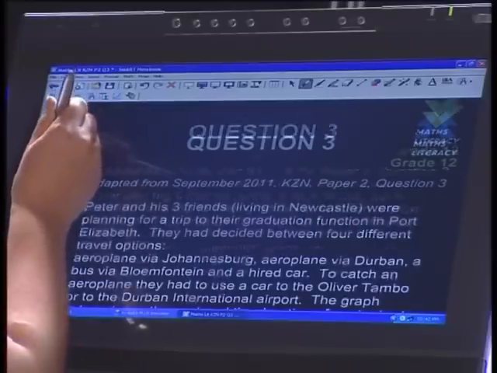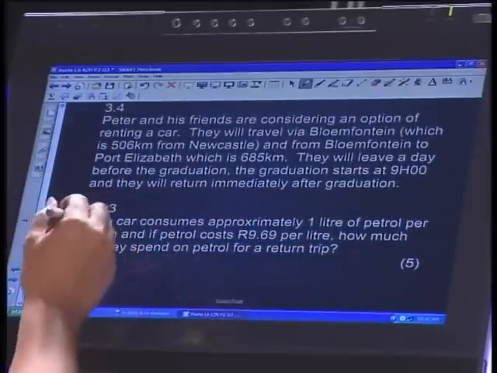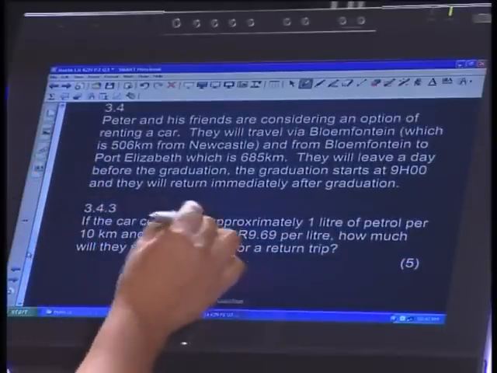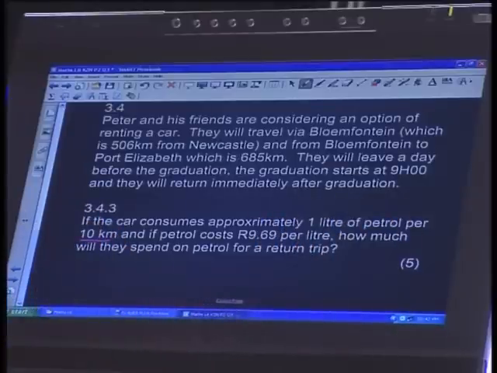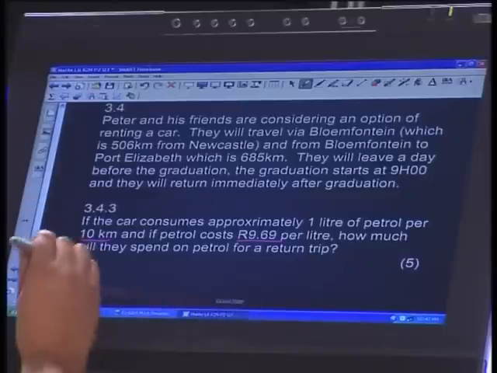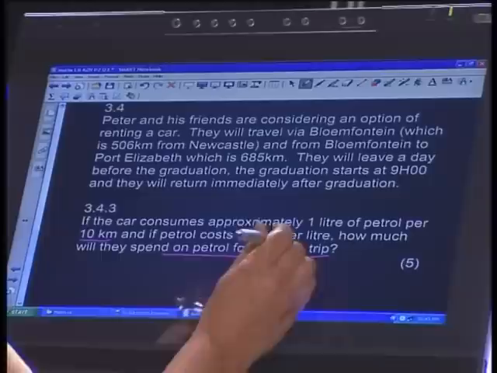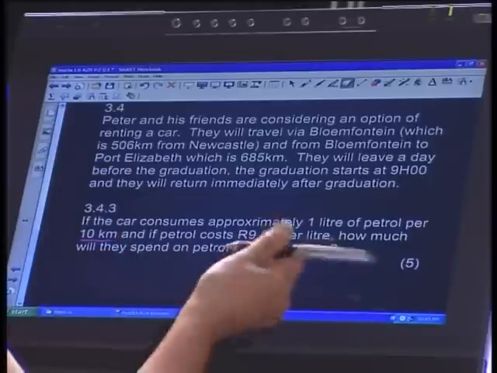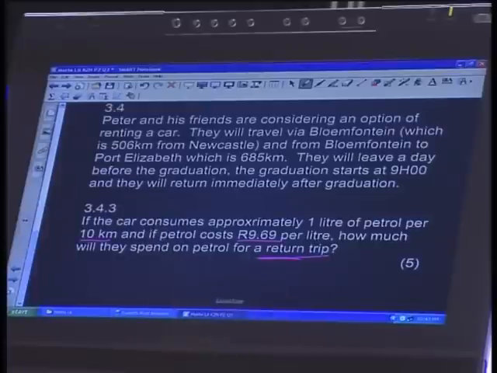The last part of this question that we're going to answer is, if the car consumes approximately 1 liter of petrol per 10 kilometers, and if the petrol costs R9.69 per liter, how much will they spend on petrol for a return trip? Now, there's a couple of important things that we need to note here for a return trip.